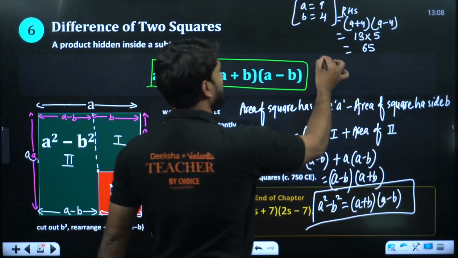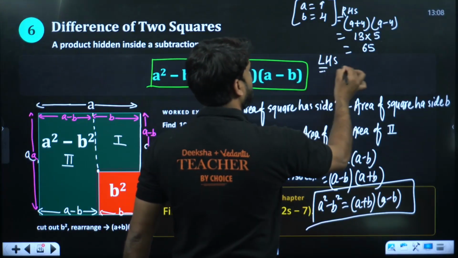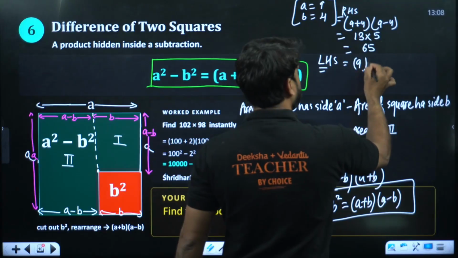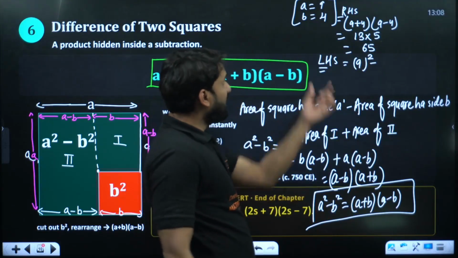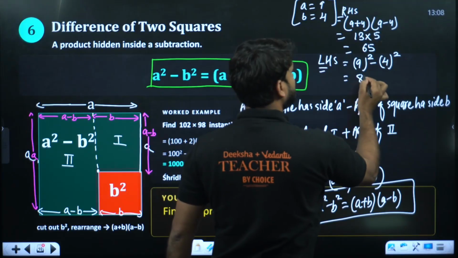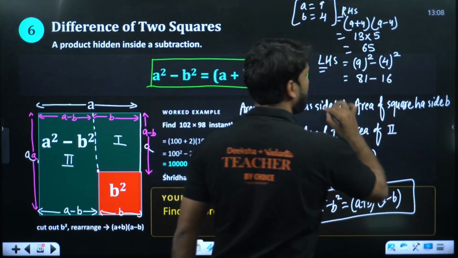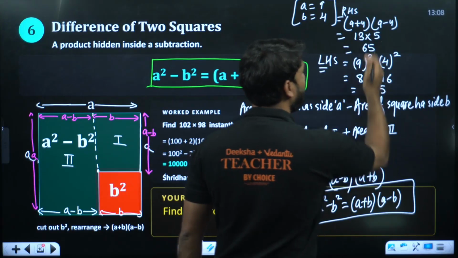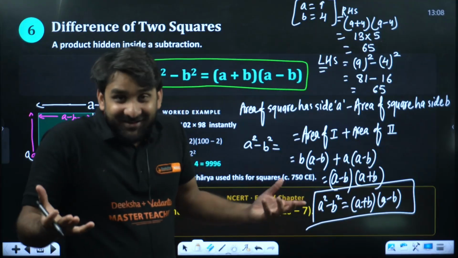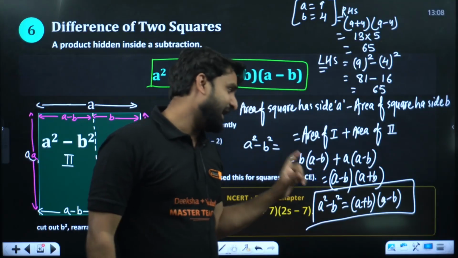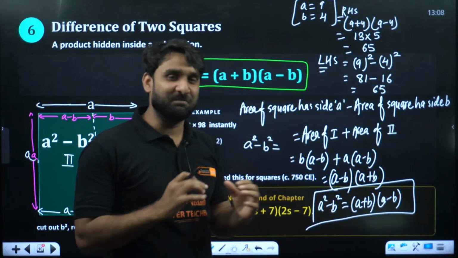Now let's prove LHS. Where is LHS? So LHS is a square minus b square. So a is 9, 9 square minus b square, b is 4, 4 square. Solve this. This is 81 and 4 square is 16. Now 81 minus 16 is equal to 65. Hence proved. 65, 65. It means that this identity is also a powerful identity.